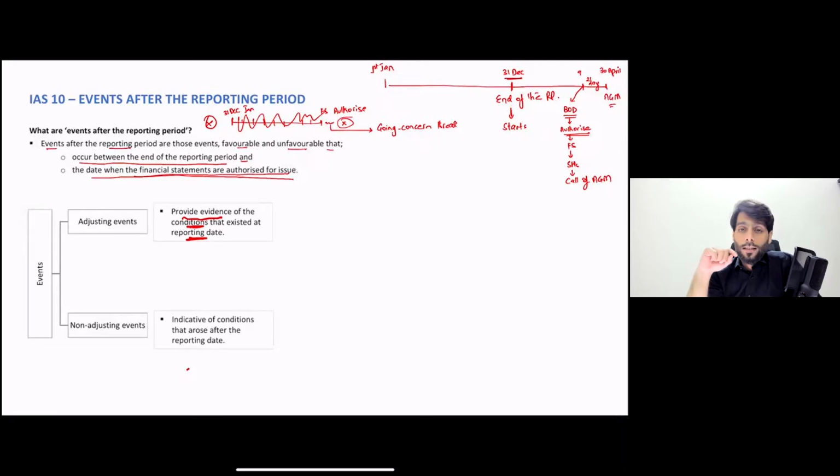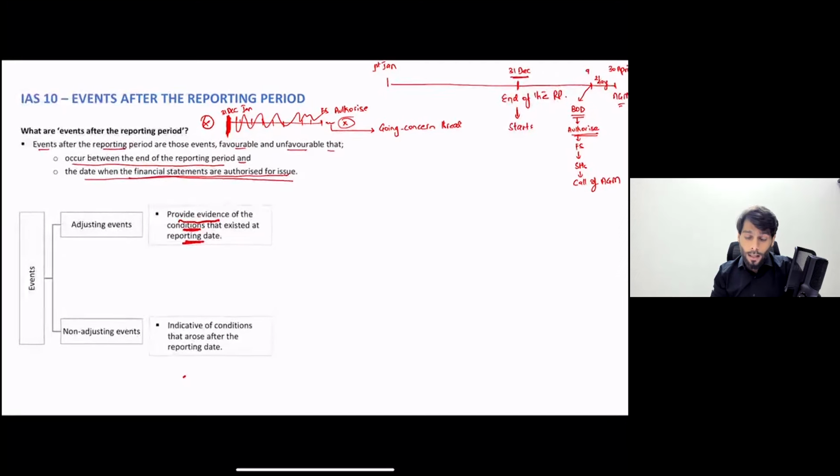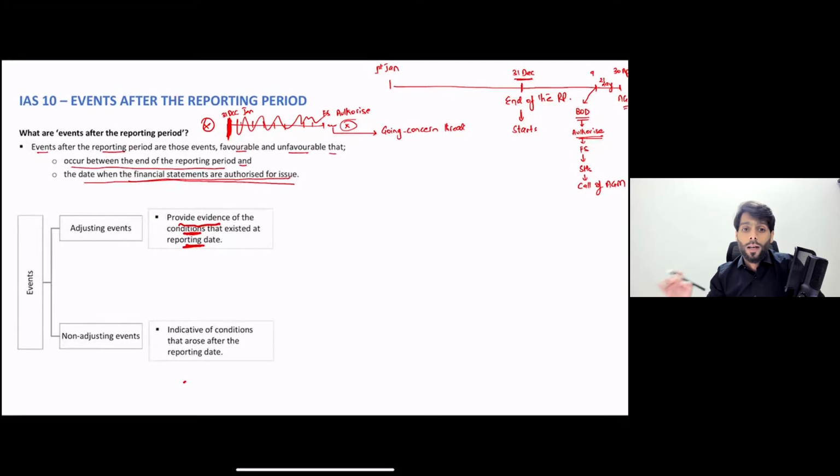I'll just repeat myself. IAS 10 says that if you look at the event and you feel that the conditions, the scenario, the background of this event actually existed at the reporting date, meaning some level of indication was already there on the reporting date that such an event may happen, then you call it an adjusting event.